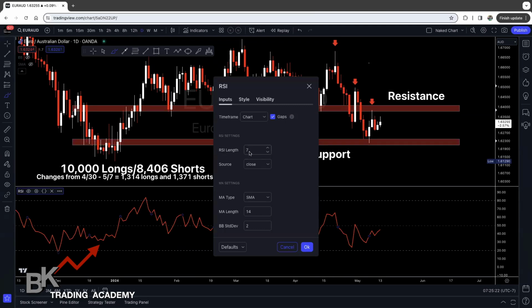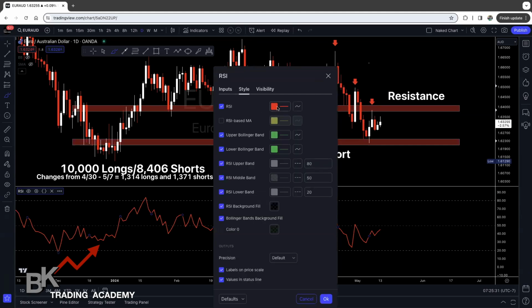So I have my period on the 7. Some traders like to use the 9. It's completely up to you. I don't change anything else. You can then go to style and you can change the color of this if you want. You can see all the things that I have checked and what I don't have checked. I don't include the RSI based MA. I just have one line, which is the RSI line, and that's it.